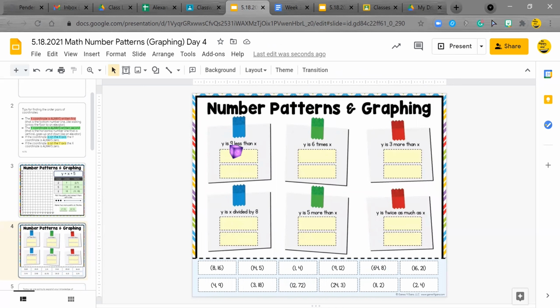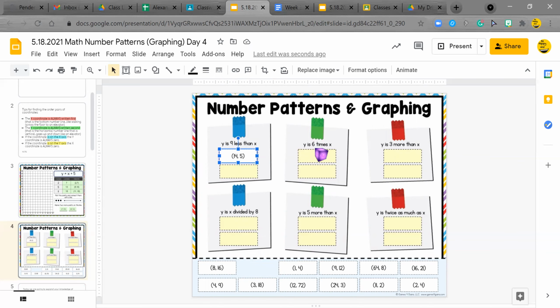So this says Y is 9 less than X. So I need to find where my X and the Y have 9 between them. So I'm looking at this first one, 8 and 16. Is that a 9 difference? No. What about 14 and 5? Yeah, if I take 14 and subtract 9, I get 5. So I'm going to move that right up here. Okay. So I'm going to the next one because I want to do all of them.